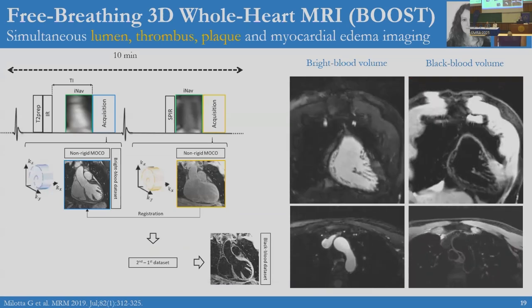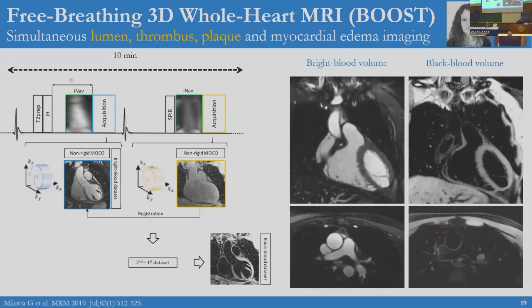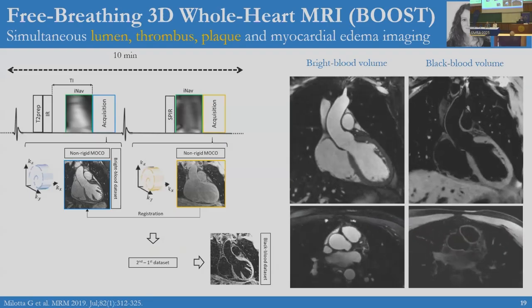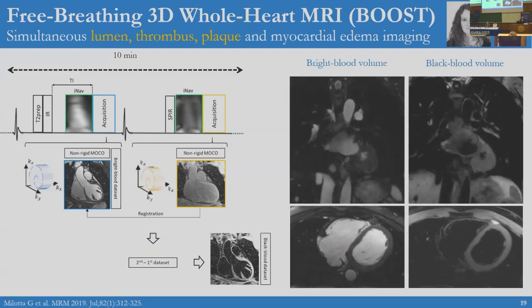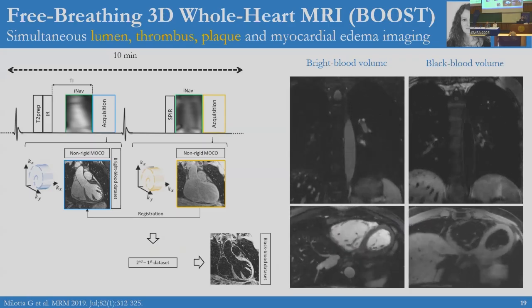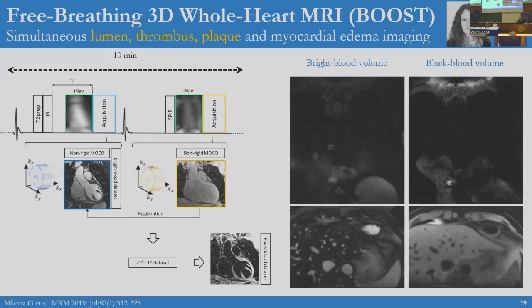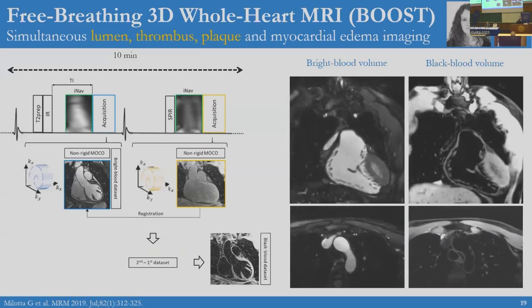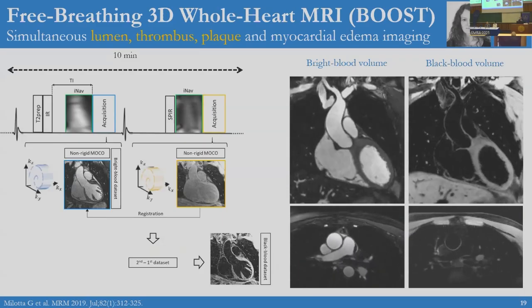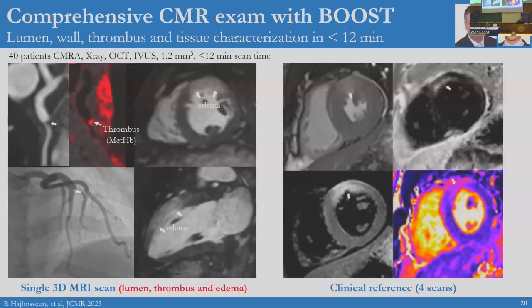We have also seen this sequence already, where we combine bright blood and black blood imaging. The first to propose this was Yibing Xie from Cedars-Sinai. This is a very similar sequence, the BOOST sequence. On the first heartbeat, we get a coronary angiogram, and then we do a subtraction of the first and the second heartbeat. That allows us to look at the vessel wall.